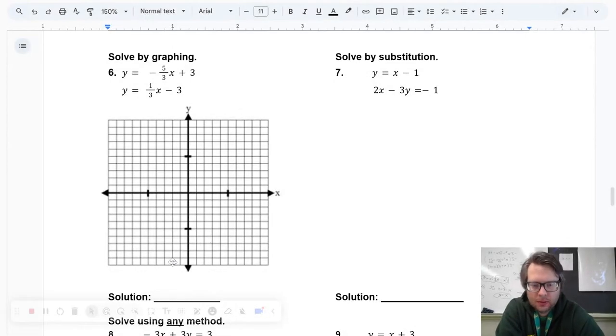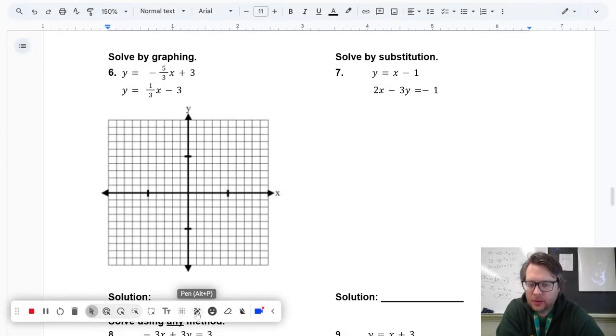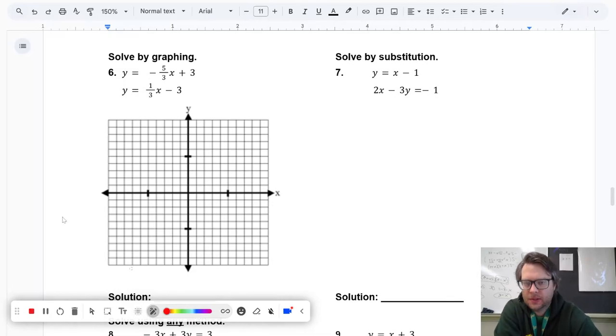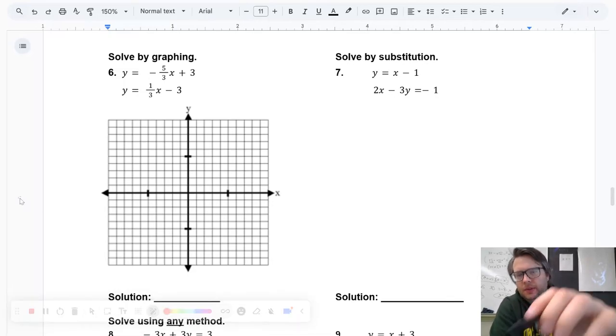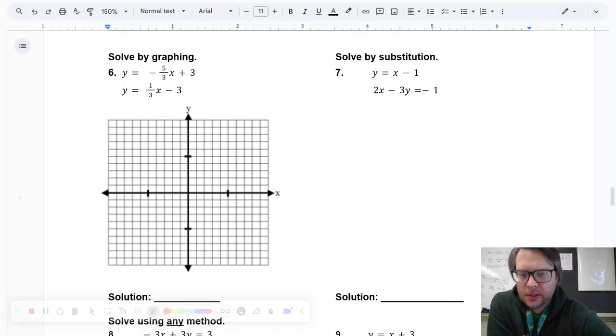Keeping on going with the algebra review. Here we've got some systems of equations. Number 6 says solve by graphing. For the first one, I've got a b of positive 3. Then I've got an m of negative 5/3. So I count down 5 and 3 to the right.